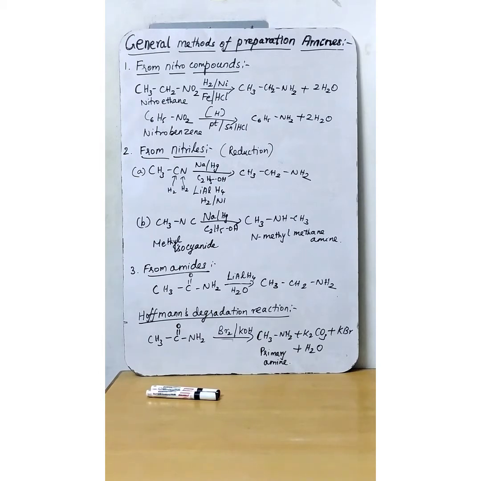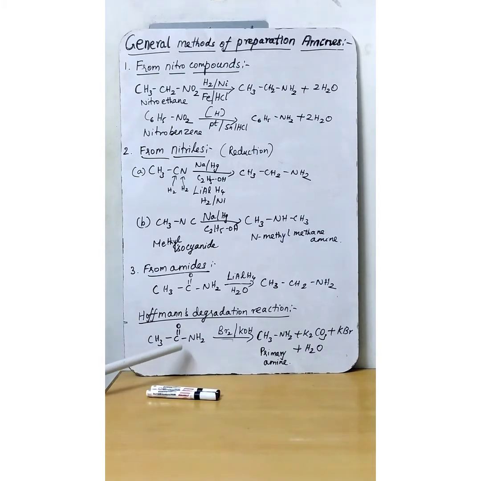Next reaction is Hoffman's degradation reaction. Already we have discussed this in the carboxylic acid lesson itself. Understood? Okay. It is Hoffman's bromamide reaction, a naming reaction. So amide, functional group CONH2, will undergo bromination in the presence of potassium hydroxide. It will give primary amine as the product.